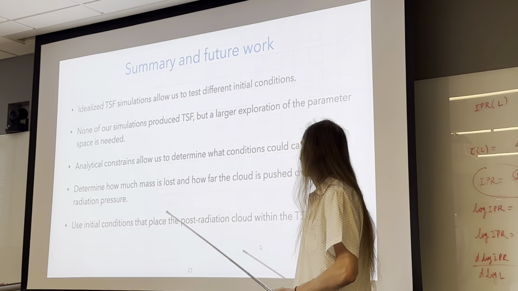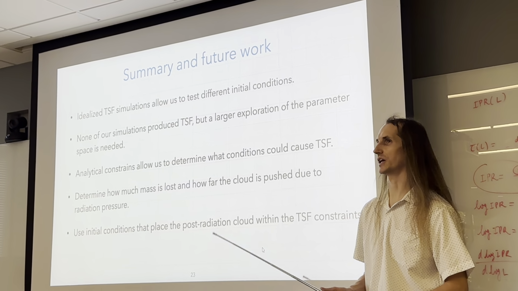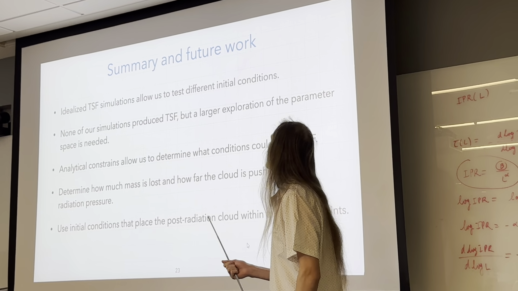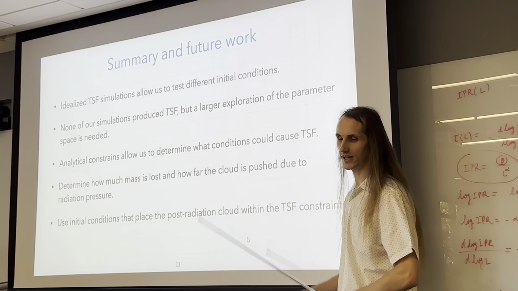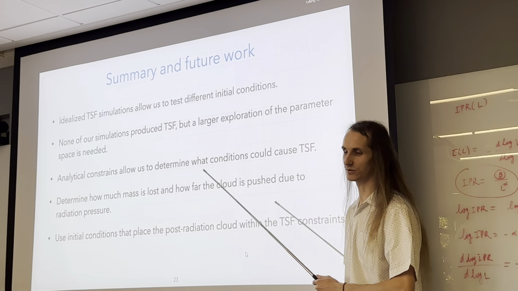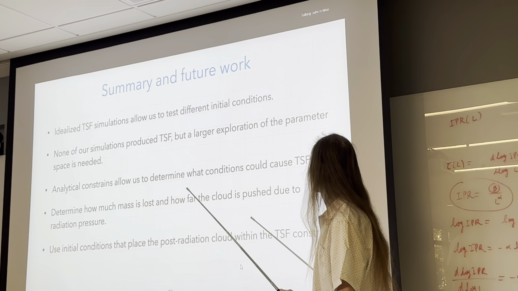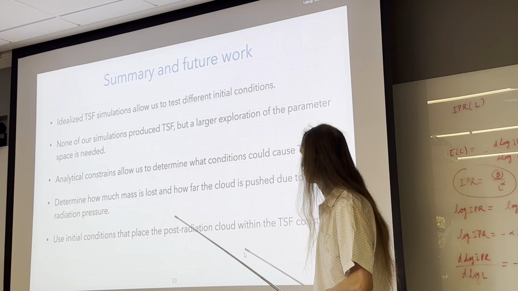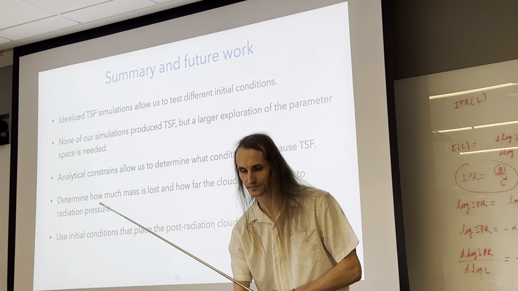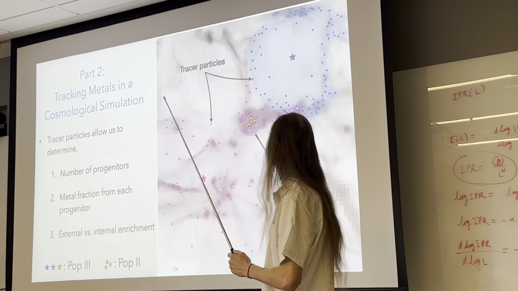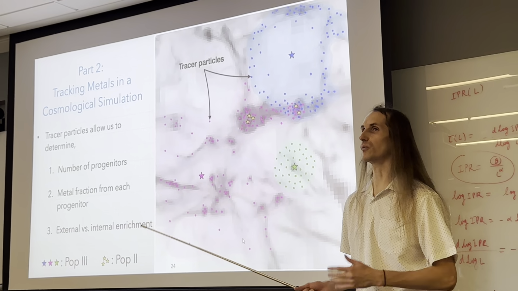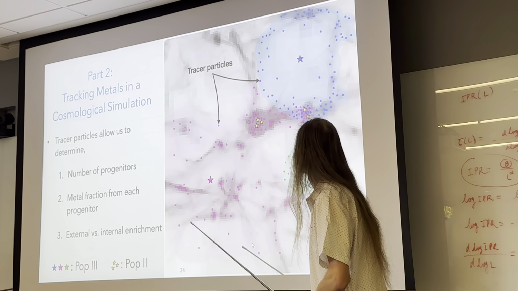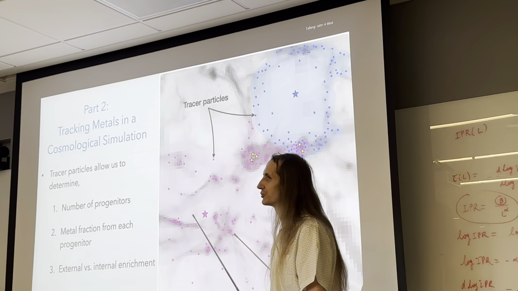Because ultimately, if we can get this to happen, it could provide a direct connection between a POP3 star and its metal core descendants. But in summary, we've developed these simulations. Unfortunately, we weren't able to get them to actually trigger star formation, but these lay the groundwork for more research into this question. But this brings us to the next part, which is another way of studying the metal enrichment of the second stars. So this is using what are called tracer particles.